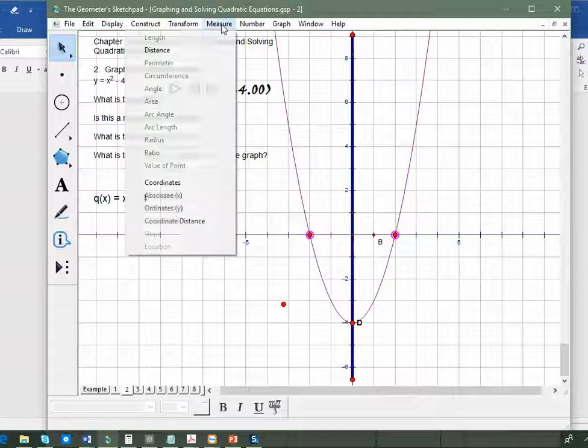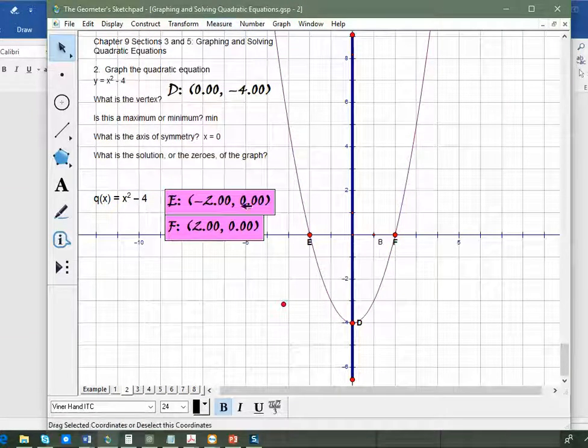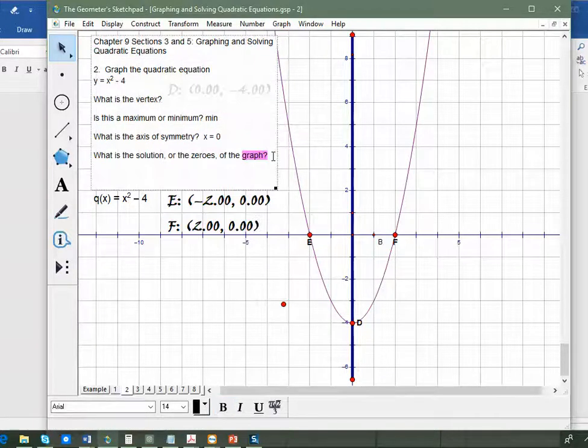So I could just go ahead and write them. Or if I'm not sure, I could do this. But those are my solutions, or the zeros to the graph. But again, you could just type in -2 and 2 as well.